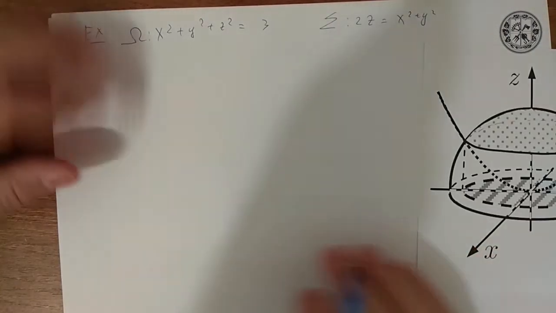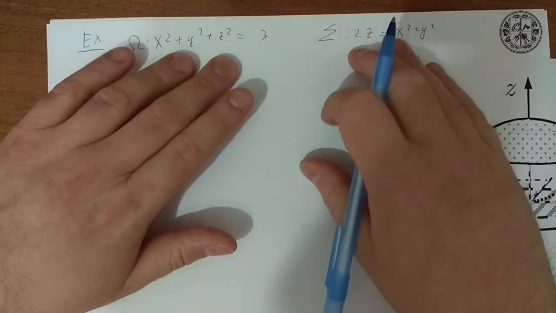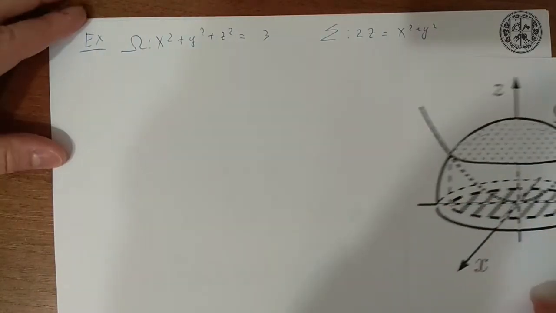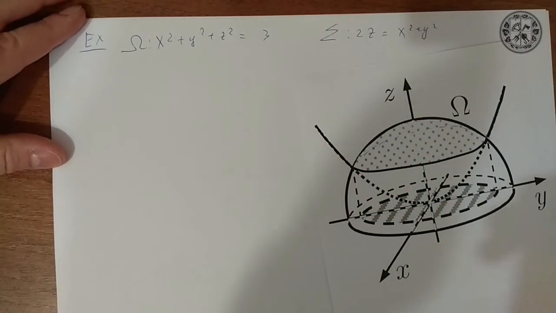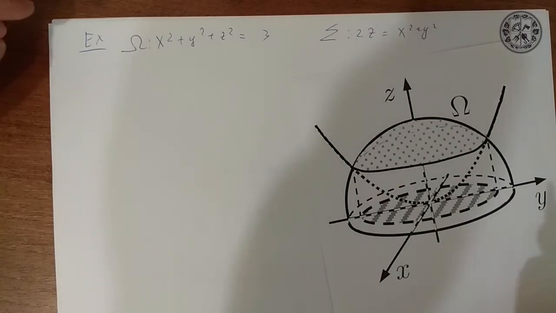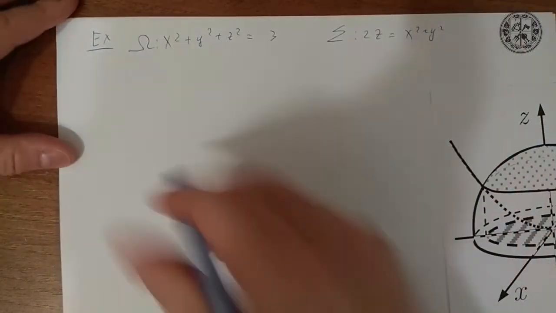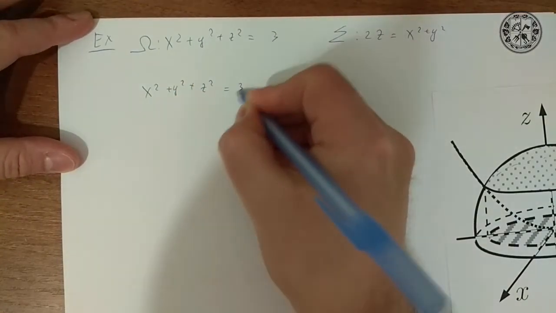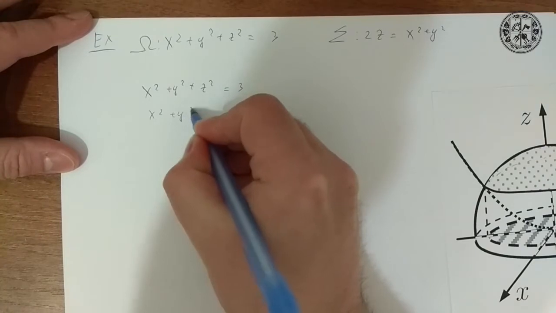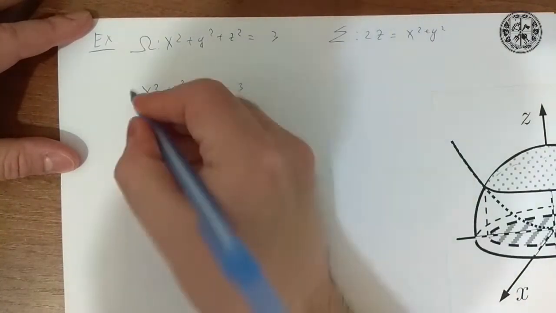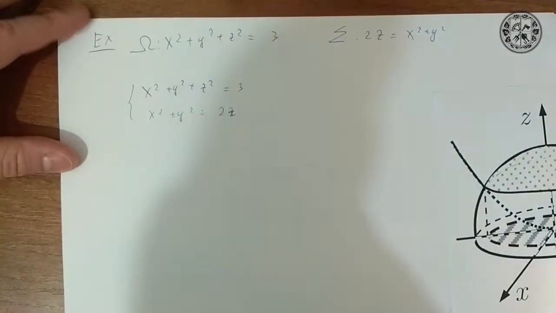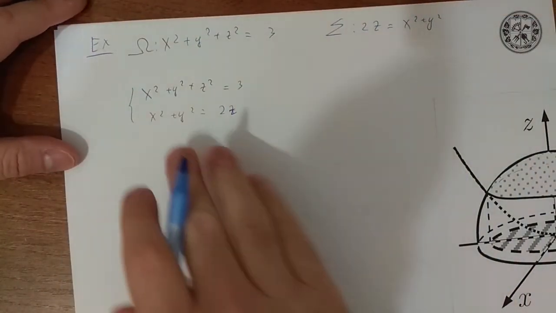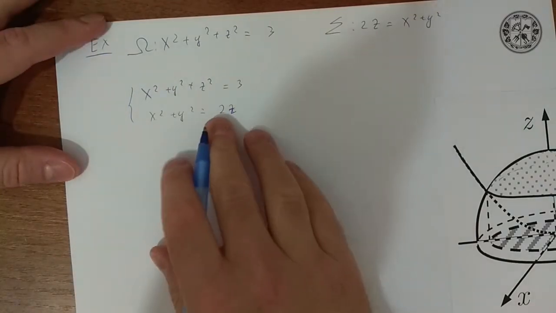And to do so, we have to make these two equations equal. We have to write them in a system, because these points are exactly the points of intersection of these two surfaces. So x squared plus y squared plus z squared equals 3. x squared plus y squared equals 2z.